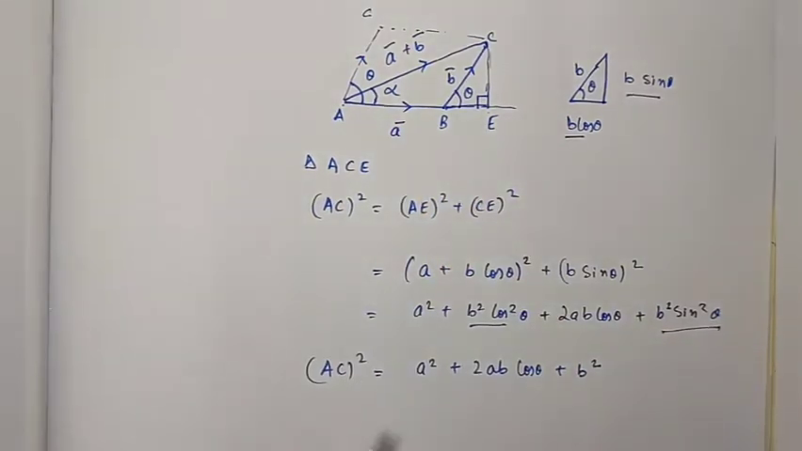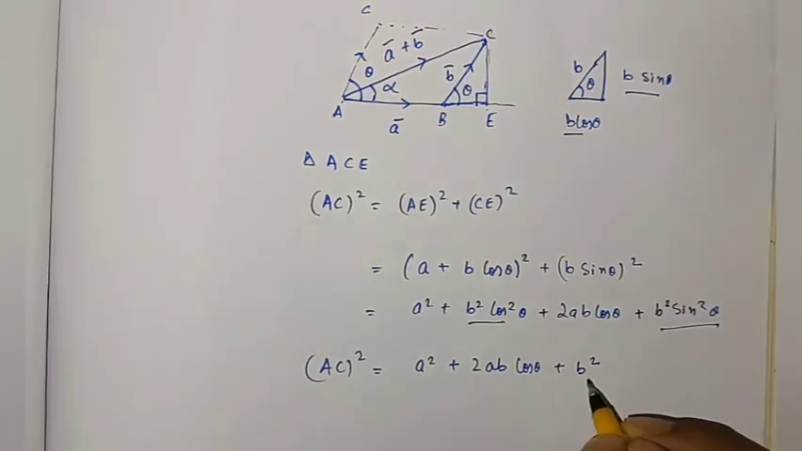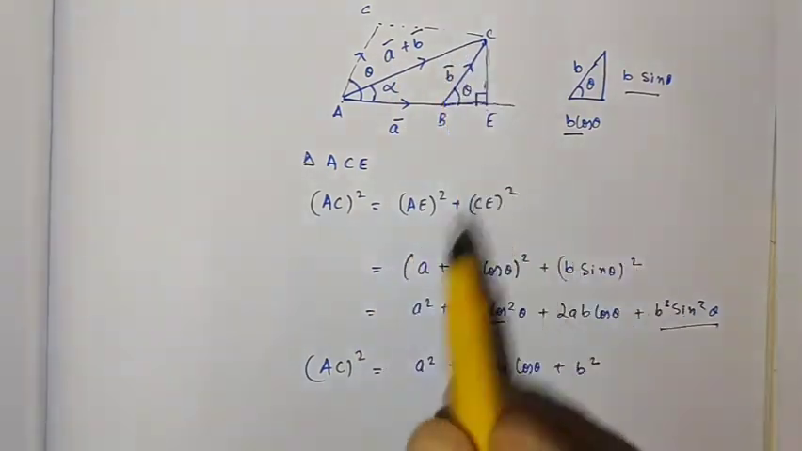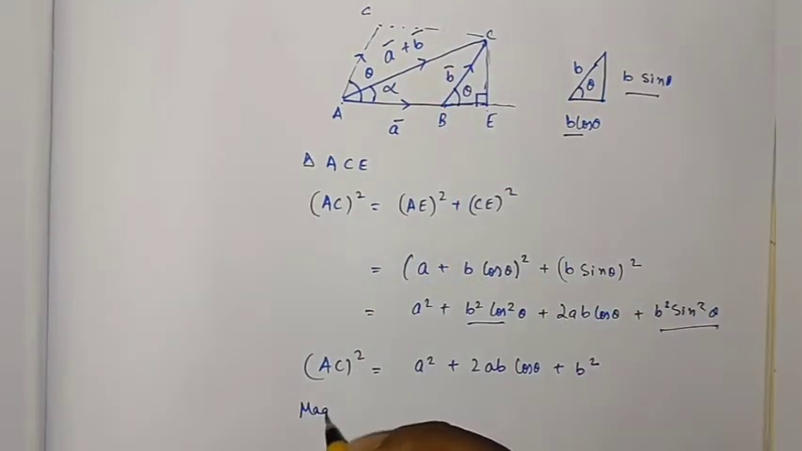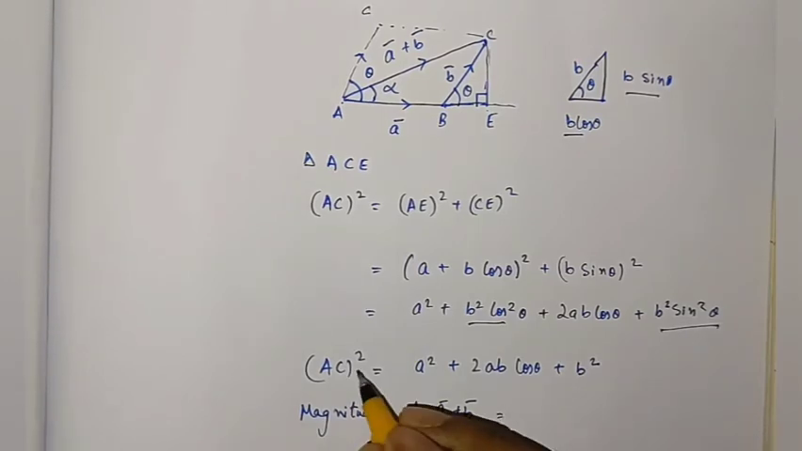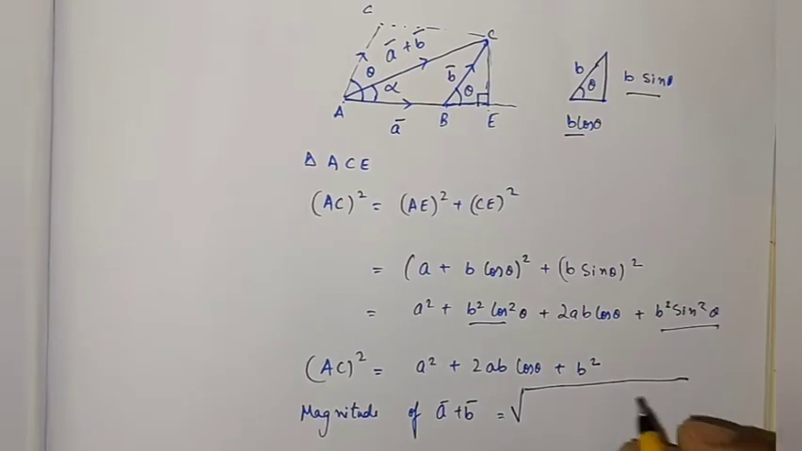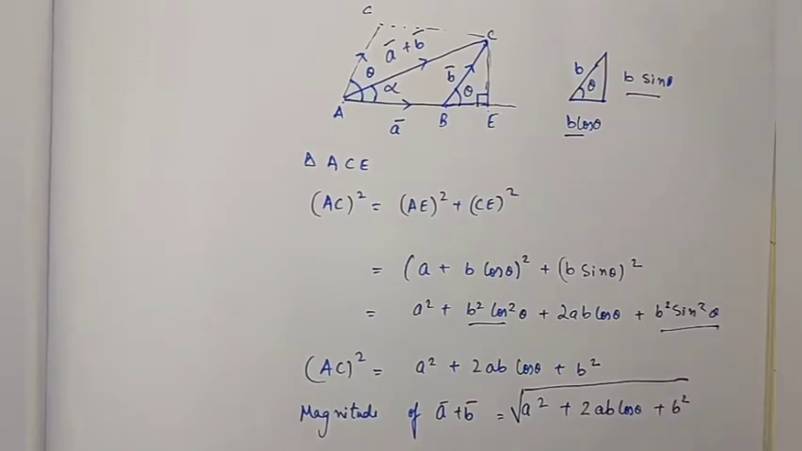So this is a very important conclusion: this is the square of the magnitude of the vector a plus b. So if you were to ask the magnitude of a plus b, this will be nothing but the root of this, because it's a square, so we'll send it over. You get root of a square plus twice ab cos theta plus b square. So this is the magnitude. It's a very important concept. Please take note of this.